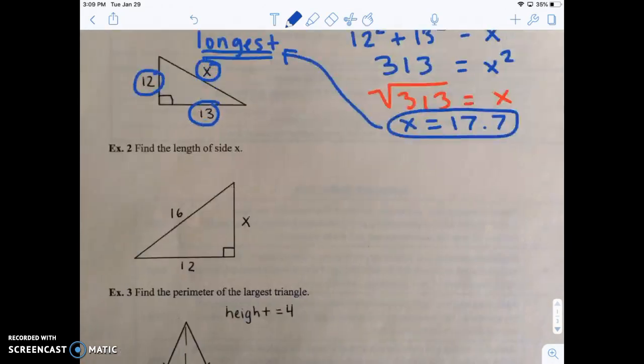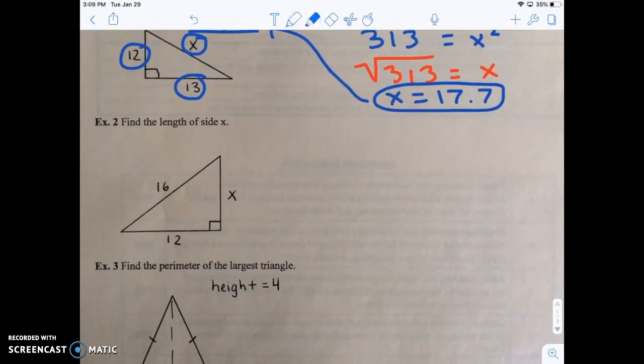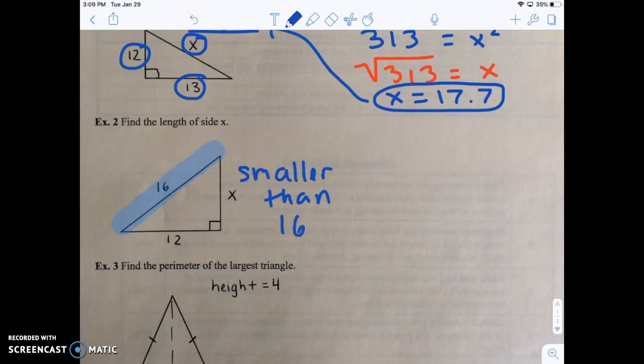If we try example 2, you will notice in example 2 that we already have the hypotenuse. So what that means is this side length x must be smaller than 16. So when we use Pythagorean Theorem, we have to make sure our answer is definitely less than 16, or else we will have messed up and done something wrong.